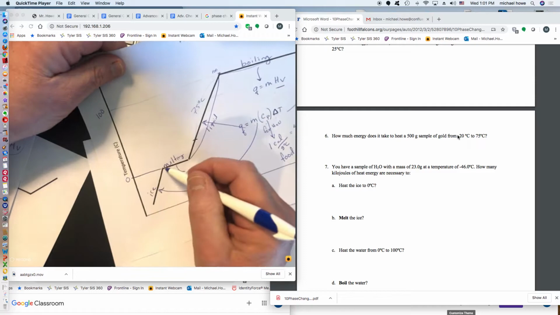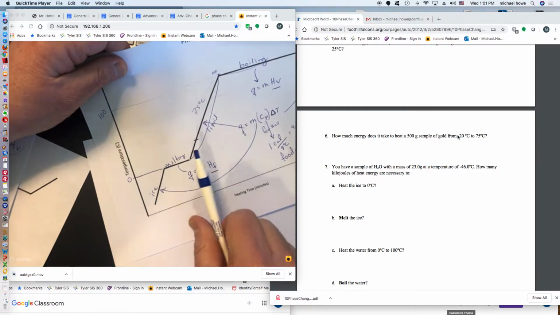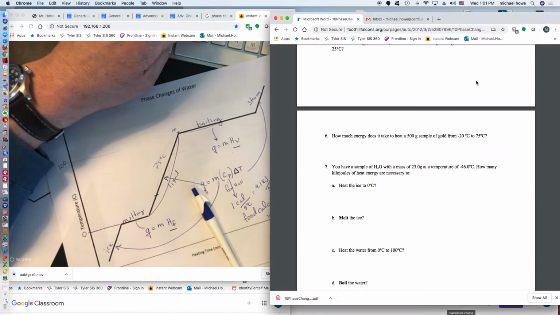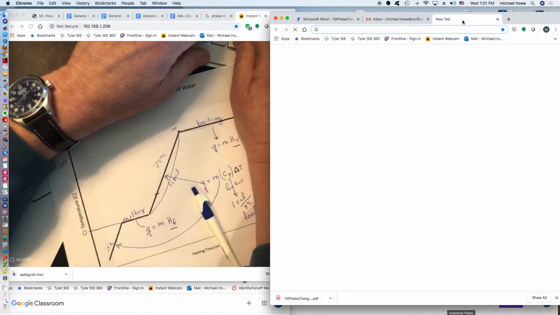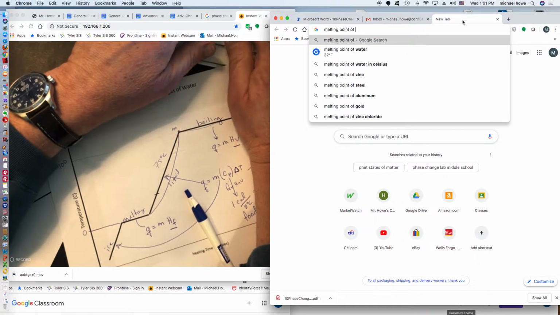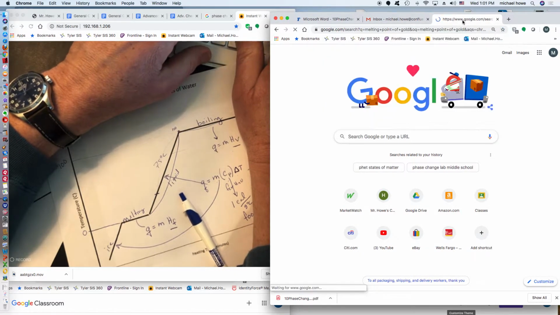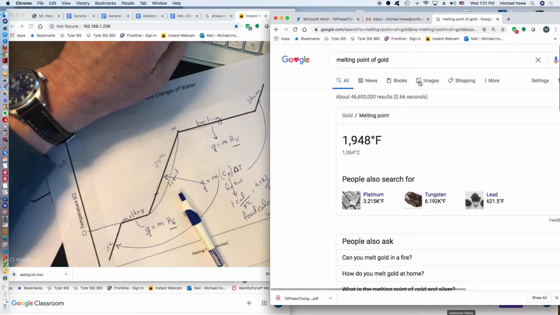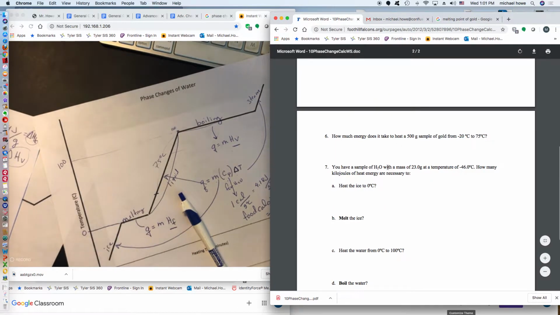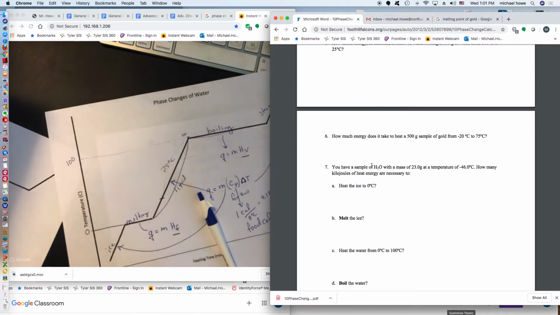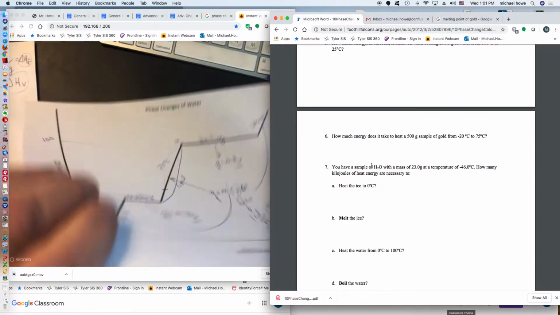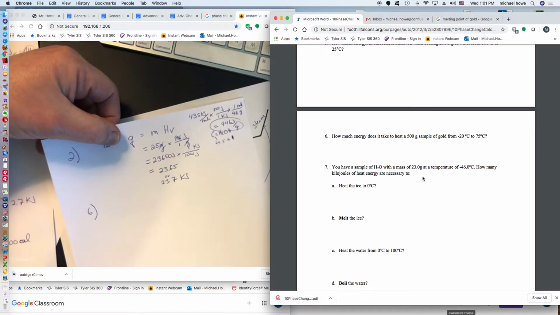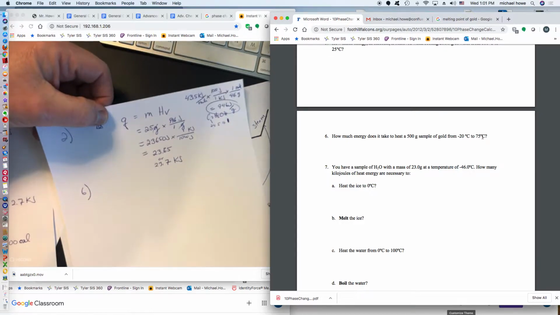So if this was gold, the actual melting point of gold, I don't really know what that is. Let's just take a quick look and see. So what is the melting point of gold? Looks like it's 1,948 degrees Fahrenheit or 1,064 degrees Celsius. So if we go back here, we can see that gold will have a melting point that is significantly above the temperature in this problem. So at 75 degrees, gold is certainly going to be a solid.